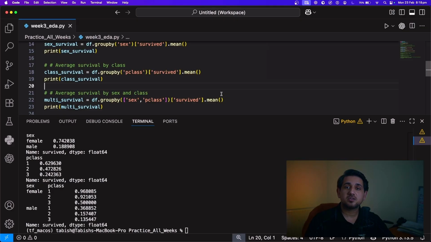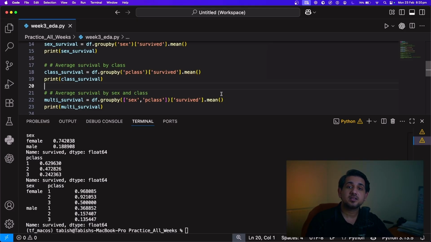Finally, when we combine gender and class, the differences become even more pronounced. First class women survived almost all the time, about 97%, while women in second class also had very high survival, around 92%, and women in third class were at 50%. Men, on the other hand, had much lower survival rates across all classes. First class men at 37%, second class men at 16%, and third class only at 13%. These simple aggregations reveal patterns that a model would have to figure out automatically, but we can see them directly. Women and higher class passengers had much higher odds of survival.